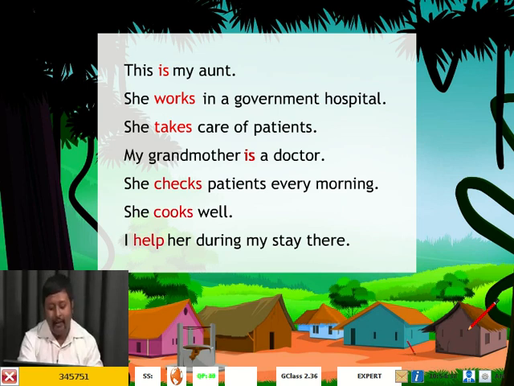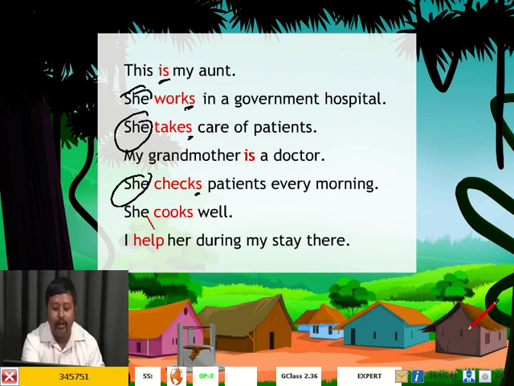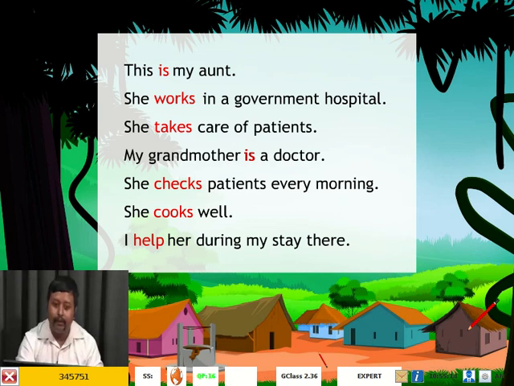Okay. So again, as we said, when the subject is third person singular, we add an s after the verb, right? So here she is our third person, so we have added this one again. Again, she, so we have used this one. So that is the basic rule of present tense, right?